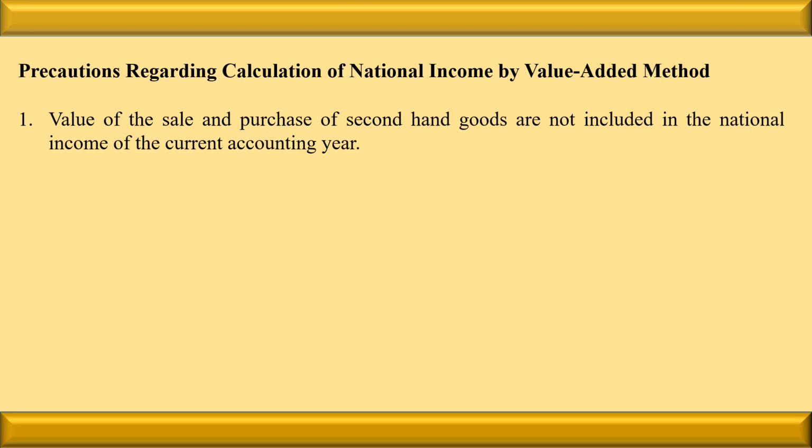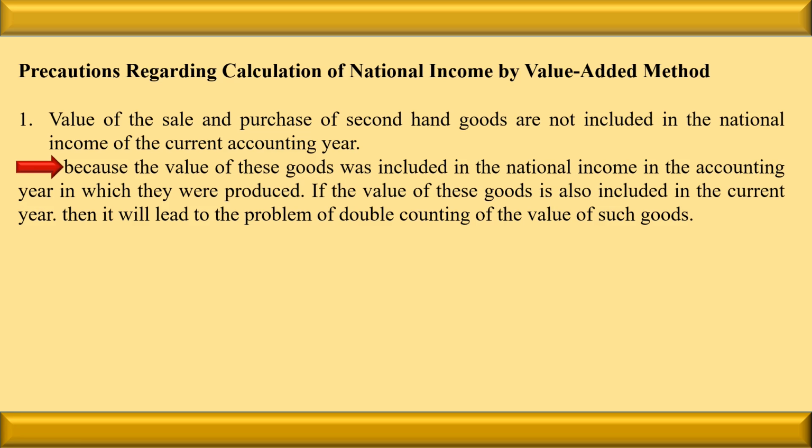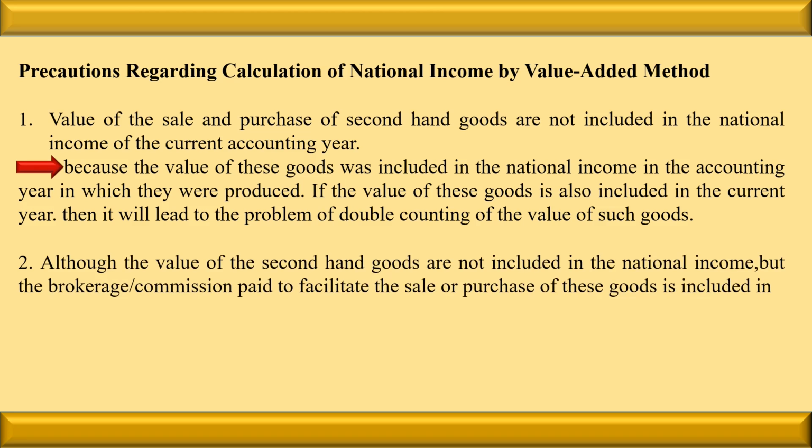The first thing that we have to consider is that the value of the sale and purchase of second hand goods is not included in the national income of the current year. The question is why? Because the value of these goods was already included in the national income in the accounting year in which they were produced. The second precaution is that although second hand goods are not included in the national income, the brokerage commission paid to facilitate the sale or purchase of these goods is included. Why? Because it is paid income, because the effort has been made.